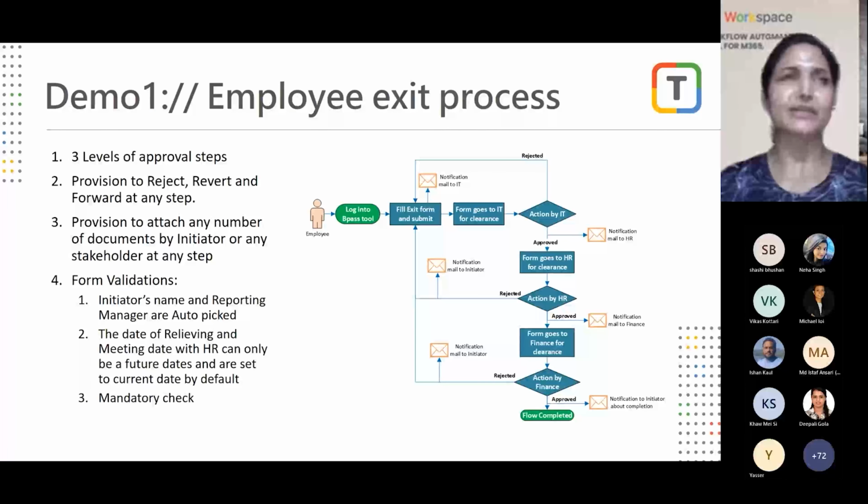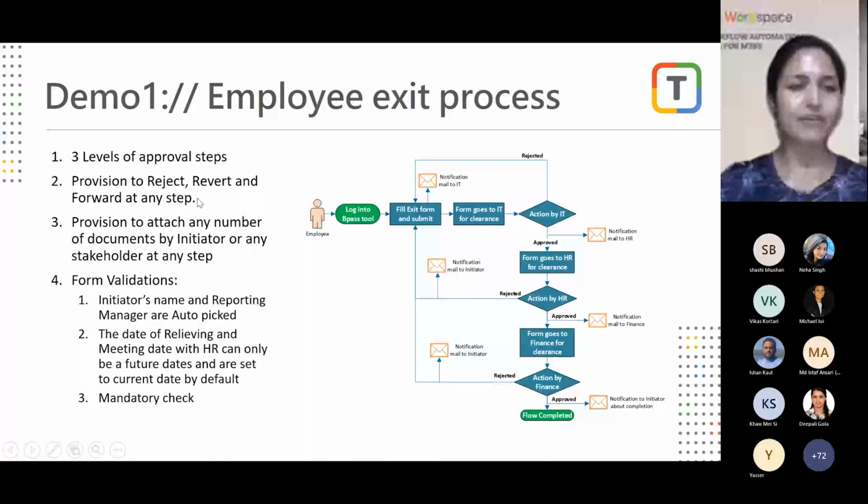So he has to take, let's say, the clearance from multiple departments. This particular process will have 3 levels of approval. In my case, it's IT, then HR, and then finance, where the approval has to be taken. There are a set of actions which every stakeholder can take. I'll show you that as well.